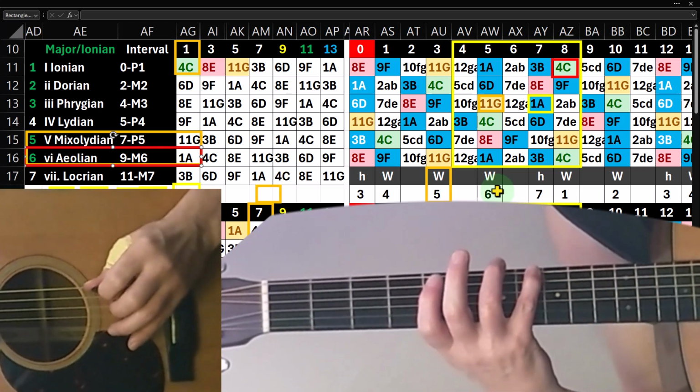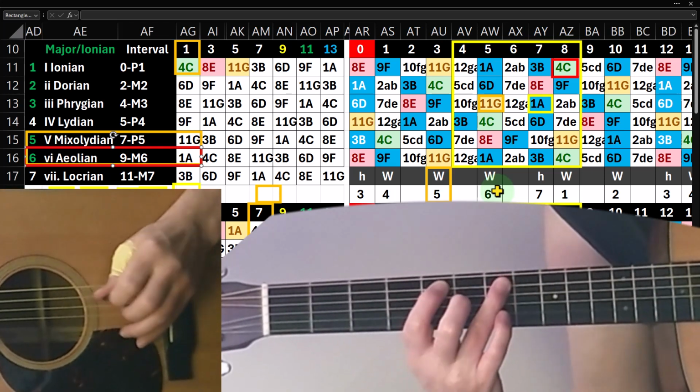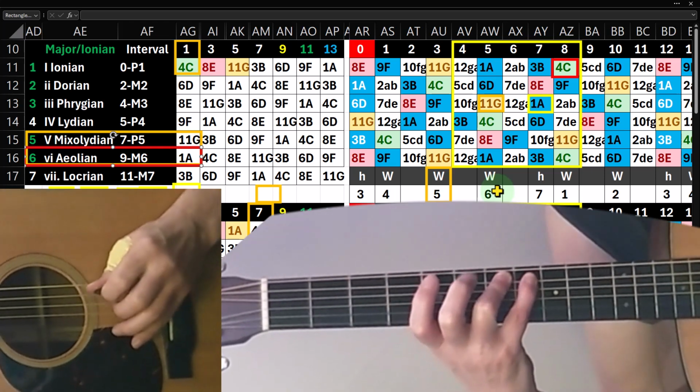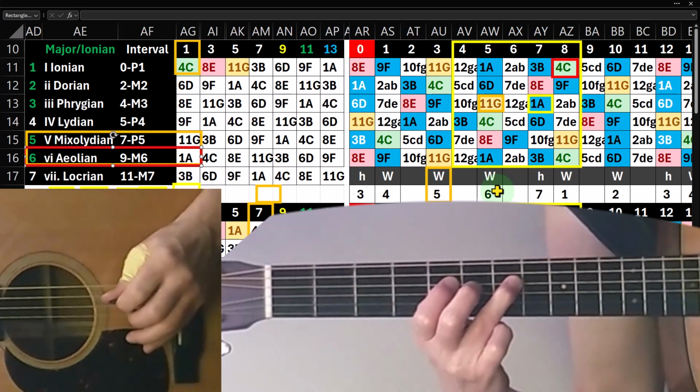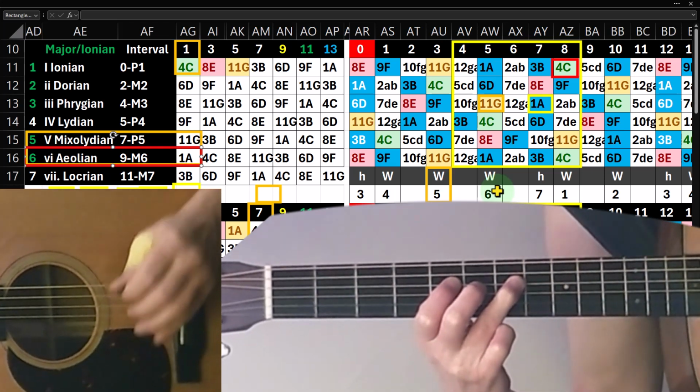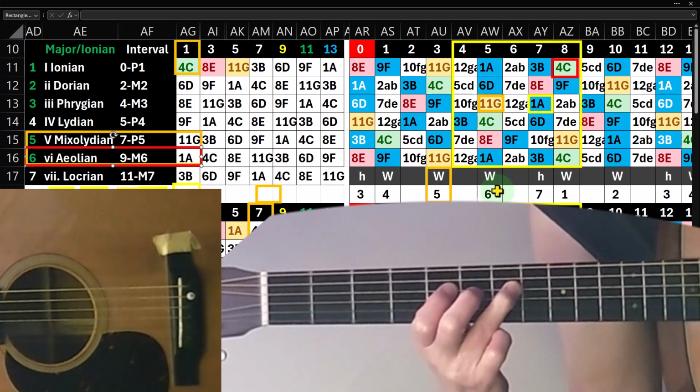So we got 1 whole step to 2, 2 whole step to 3, 3 half step to 4, 4 whole step to 5, 5 whole step to 6. And that's our point of focus, the 5 to the 6. So now let's keep on.